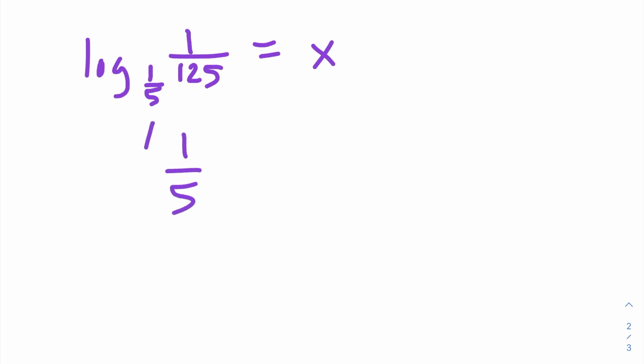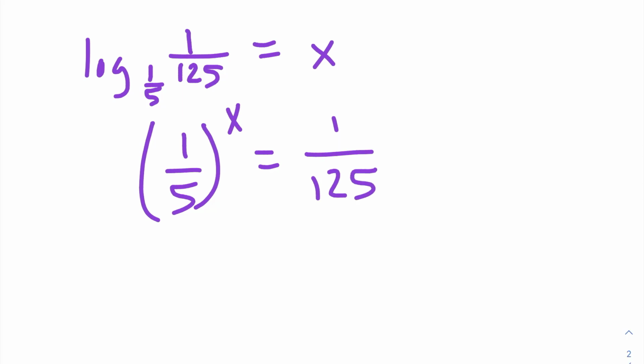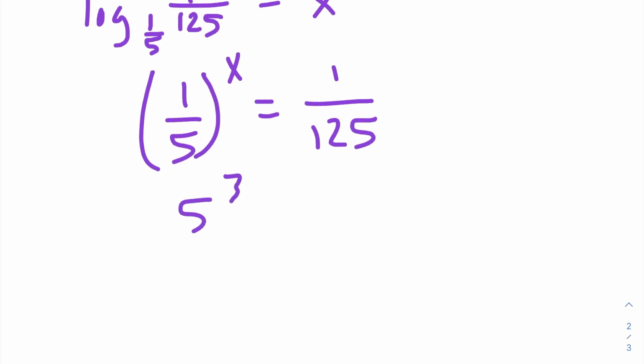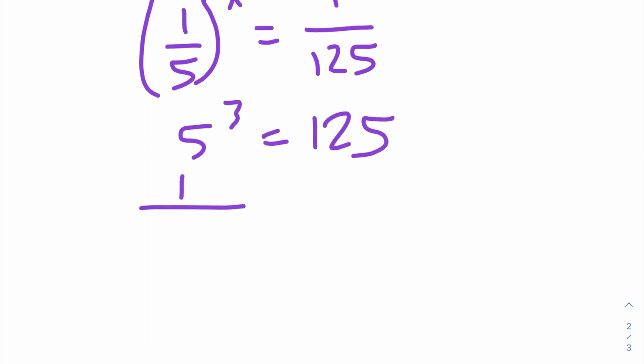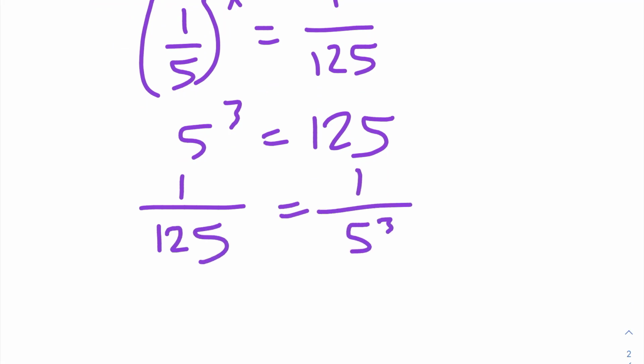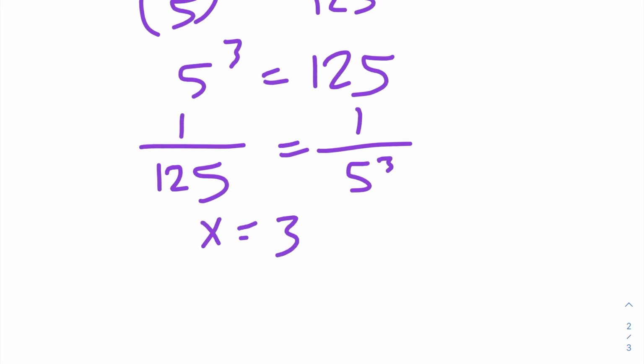Now let's try log 1/5, 1/125. So this is 1/5 to the power of x is equal to 1/125. We know 5 to the power of 3 is equal to 125. So 1/125 is equal to 1/5 to the power of 3. So x must be equal to 3.